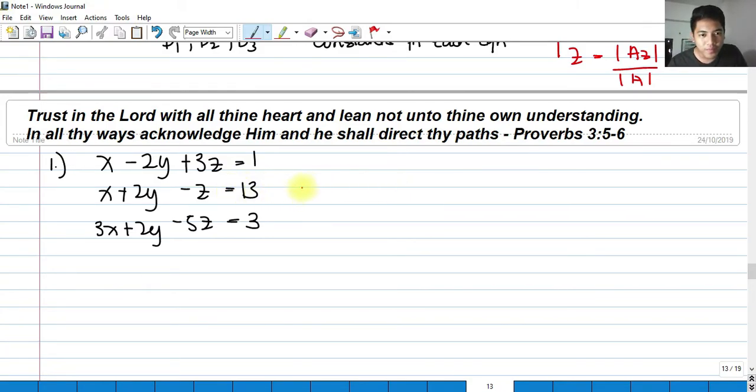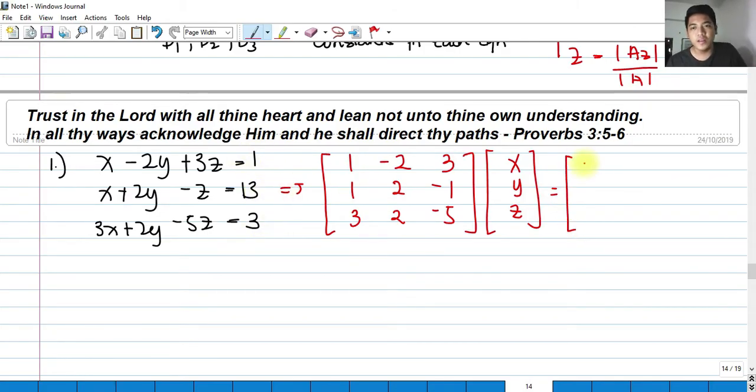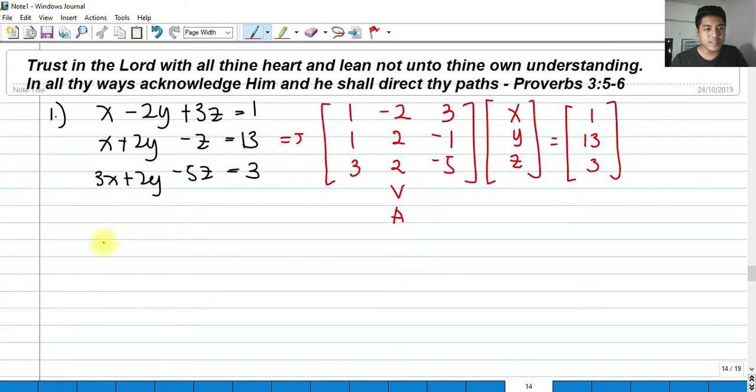For this example, we're going to put it into matrix form so that we have 1, negative 2, 3; 1, 2, negative 1; 3, 2, negative 5. That is multiplied by x, y, z, and that is equivalent to the constants here: 1, 13, and 3. So we can label this as our matrix A.